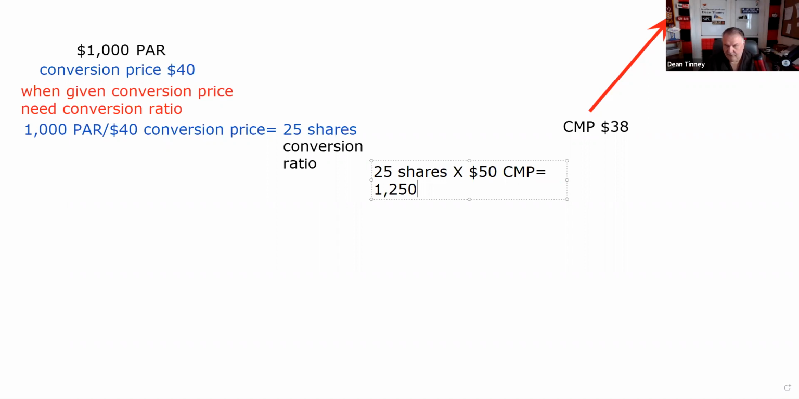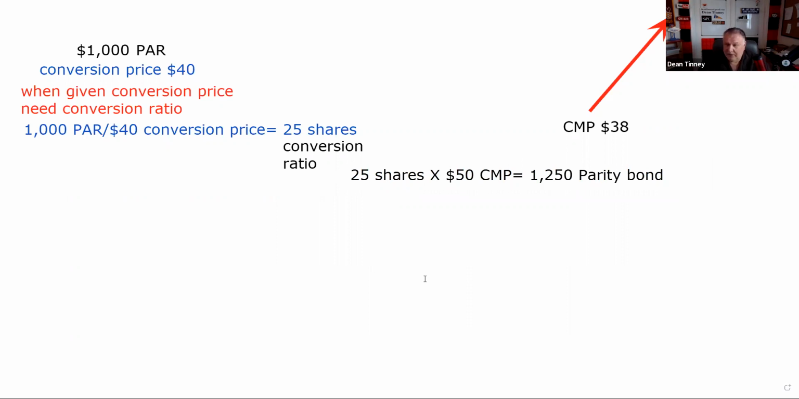So that is a test question. I just figured out what is called parity of the bond. And you say, well, gee, Dean, what can I buy the bond for? Because the bond doesn't trade at parity. The bond trades in relationship to supply and demand. So we've just calculated parity of the bond. So the bond could be trading either below parity or above parity.